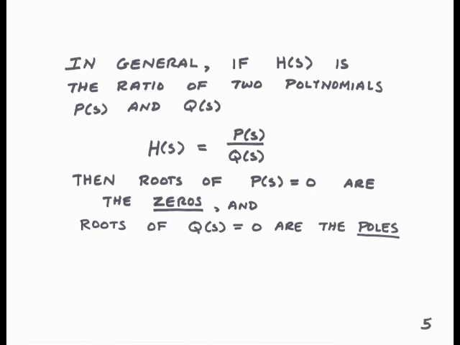Let's suppose that h of s is the ratio of two polynomials, p of s and q of s. We write h of s is p of s over q of s. Then the roots of p of s are the zeros of h of s, and the roots of q of s are the poles of h of s. Now, if a function cannot be written as the ratio of polynomials, it still may have poles and zeros. They just won't be as easy to find as taking the roots of a polynomial.